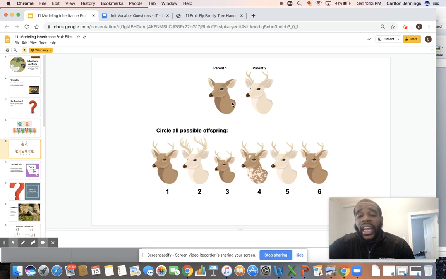Number six, can it be an offspring of mom and dad? No, it cannot be because it has a pink nose. Because it has that pink nose, and neither mom nor dad has a pink nose, it can't be an offspring.